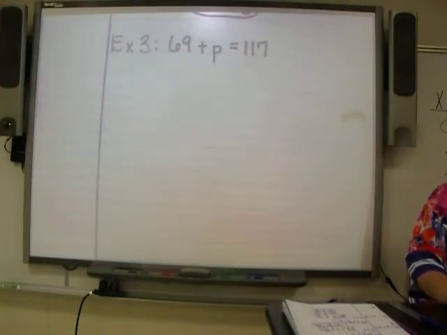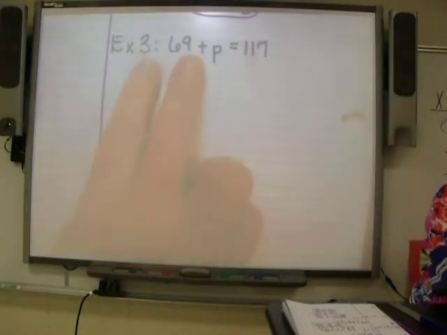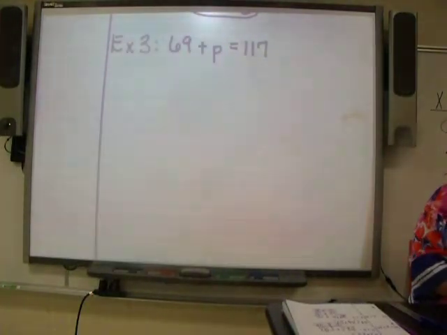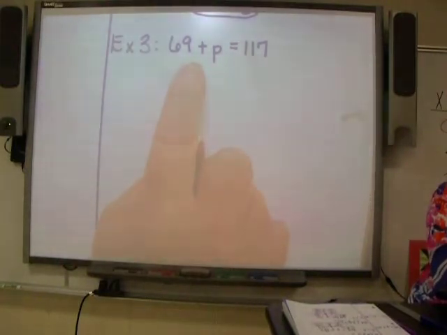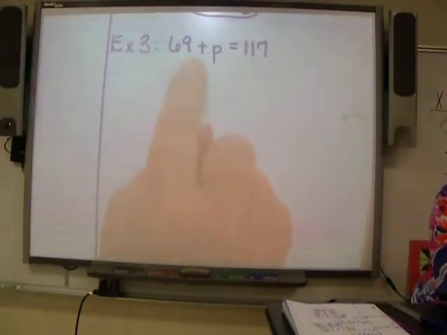If I had 5 plus 3, what's the answer? 8. What is 3 plus 5? 8. If I switch them around with addition, I still get the same answer. Commutative property only works with addition and multiplication. What is 5 times 3? 15. What is 3 times 5? 15. It doesn't matter the order in addition or in multiplication, and you're still going to get the same answer.